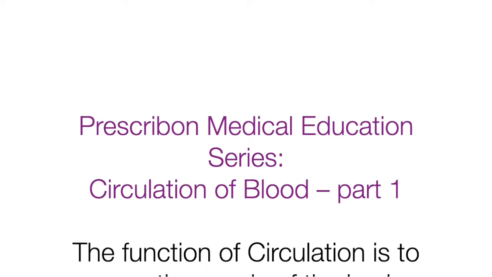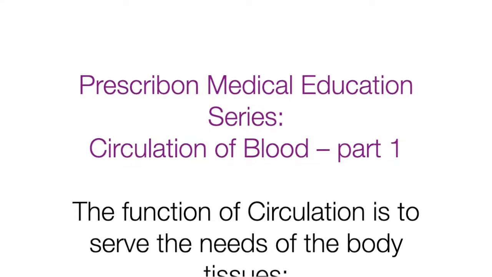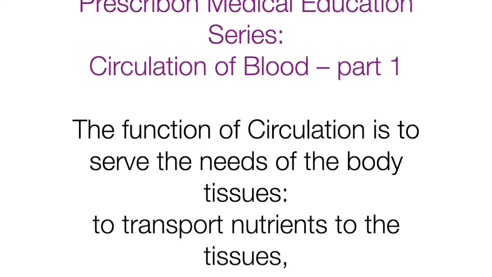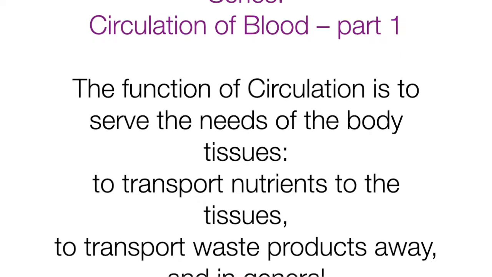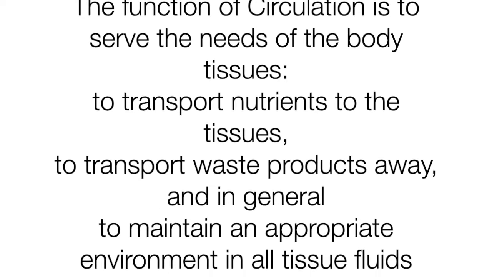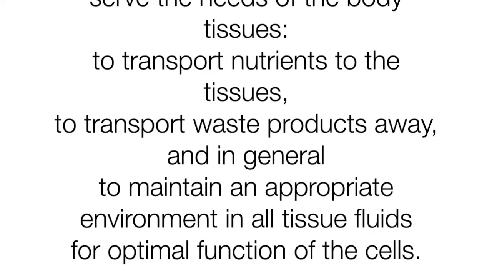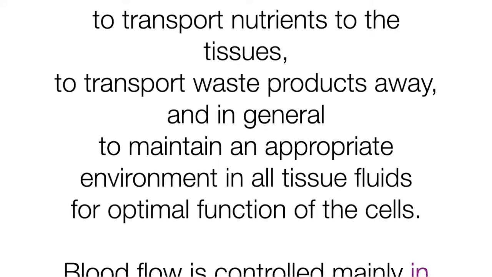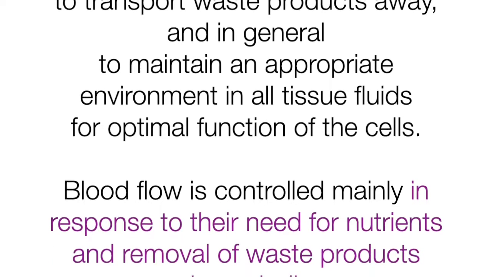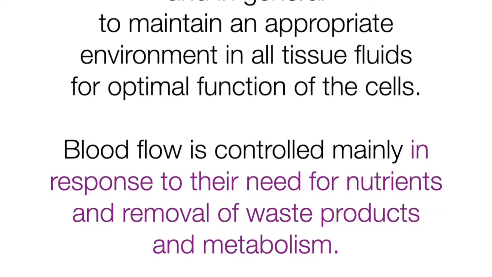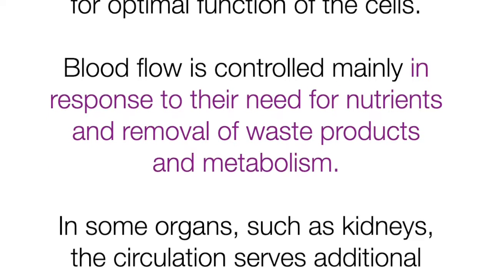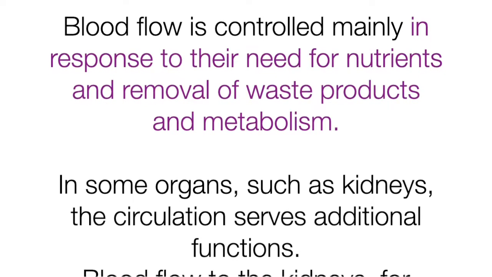Circulation of blood. The function of circulation is to serve the needs of the body tissues, to transport nutrients to the tissues, to transport waste products away, and in general to maintain an appropriate environment in all tissue fluids for optimal function of the cells. Blood flow is controlled mainly in response to their need for nutrients and removal of waste products and metabolism.